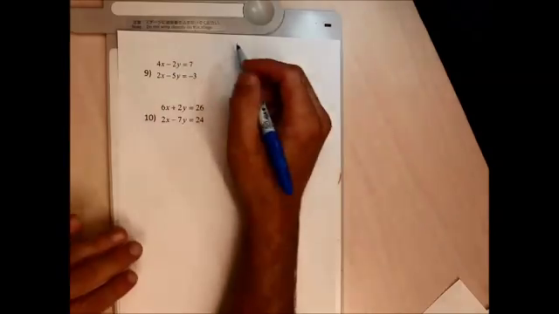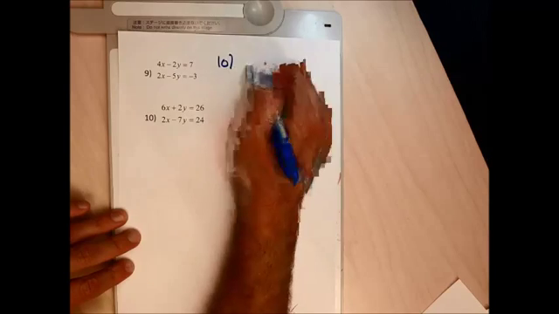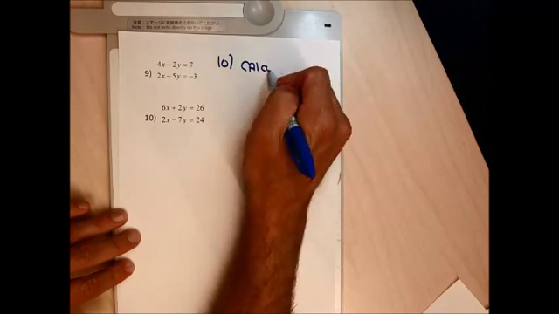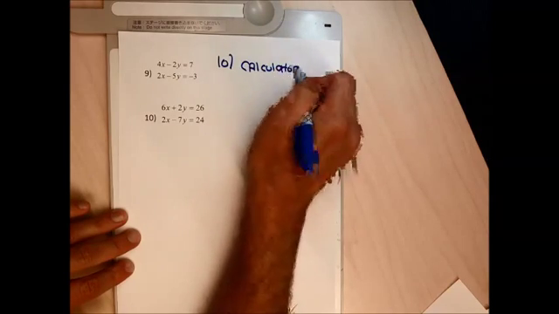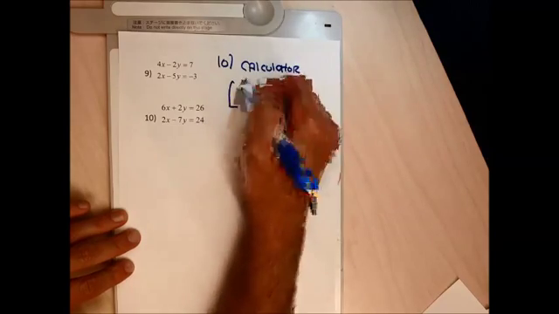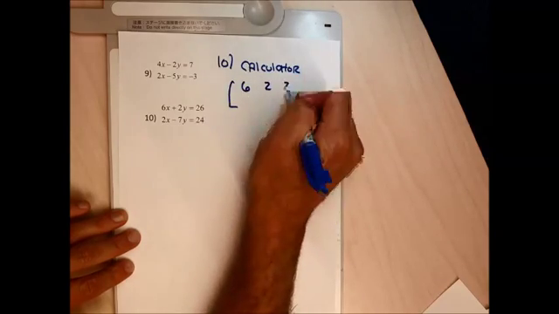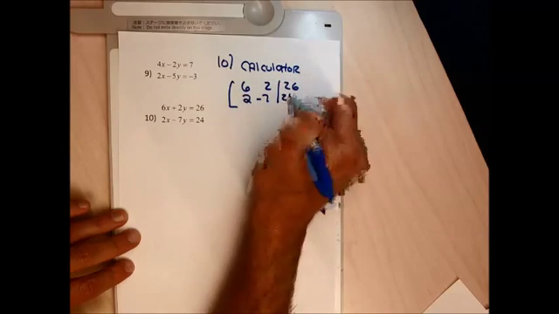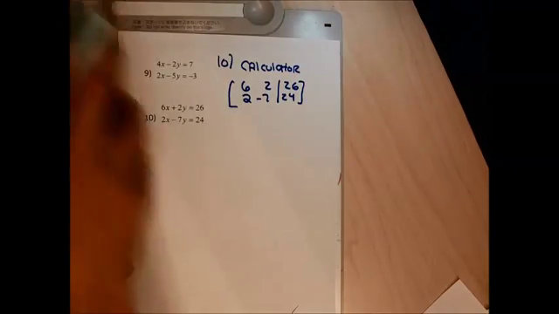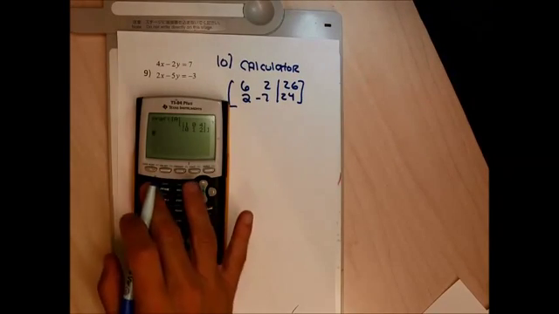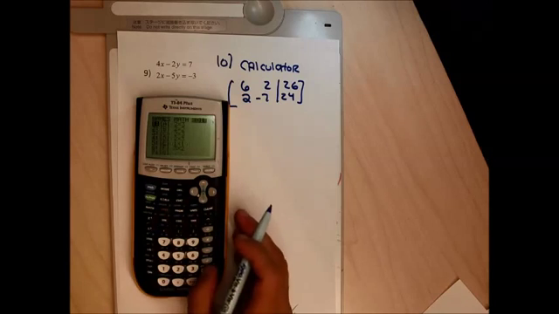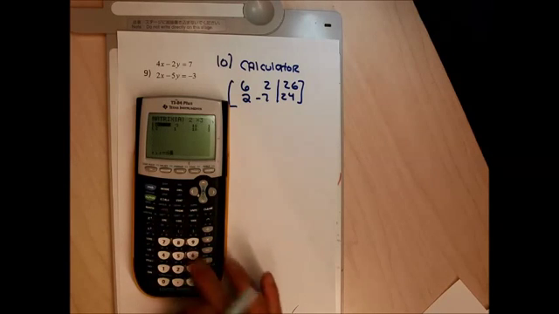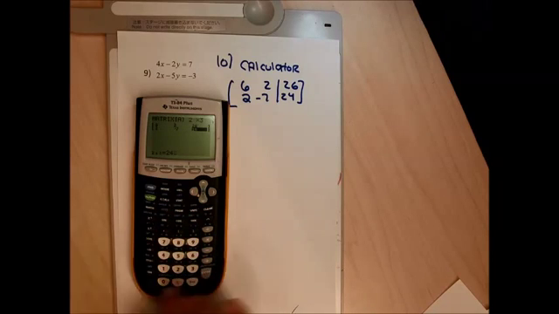Okay, calculator problem 10, calculator work. Maybe we'll just do one more each for this video and skip problems 11 and 12. So my calculator is going to have a 6, 2, 26, 2, negative 7, 24 matrix. So second matrix, edit, 2, enter, 3, enter. Just enter these things in, so I have everything in properly.